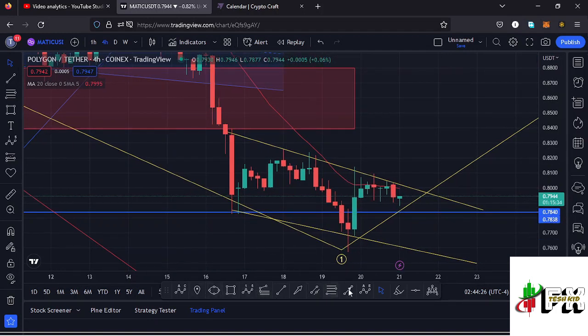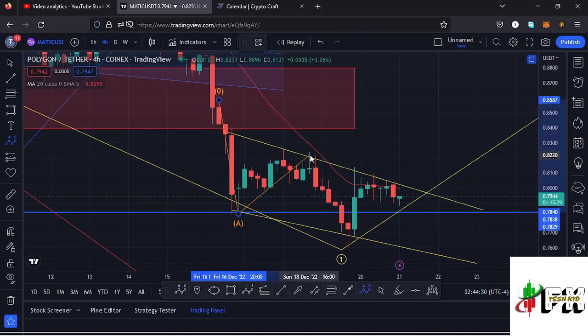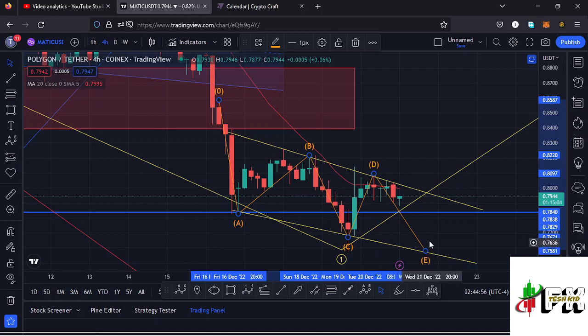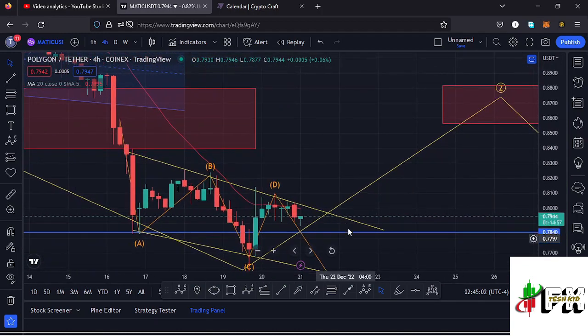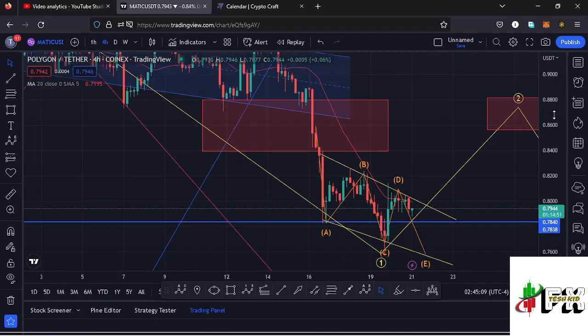And if I have my ABCDE structure, we can have these as the wave A, then we have seen the wave B, then a wave C, then we have seen the wave D. Then very soon I'm expecting, in case we lose the area of support at around the $0.78 mark, we might be able to make a new low in the formation of that wave E. And once that happens, I'm expecting a breakout to the opposite side of the wave E, and that means a bit of a bounce to the upside, manage to break above the key area of resistance at around the $0.78 mark, and fully maximize the formation of that wave 2 to the upper side.